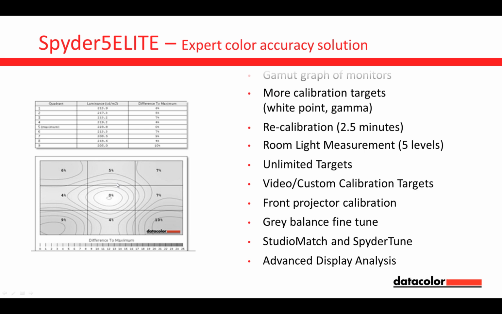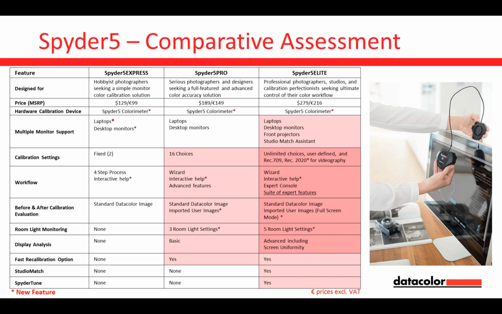Okay, that's what the Spyder5 Elite can do for you. And so let's have a look at the comparison. We have the Spyder5 Express, the Pro, and the Elite. From the simple and easy calibration to the more advanced to the professional ones, and those who are looking for high quality, absolute high quality. All of them can calibrate laptops and monitors, and the Spyder5 Elite has the Studio Match and front projector calibration. That's what is in here.